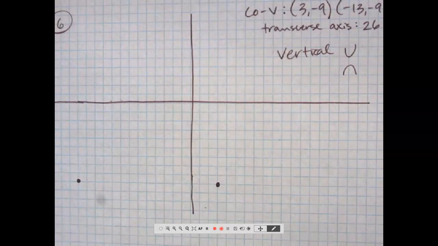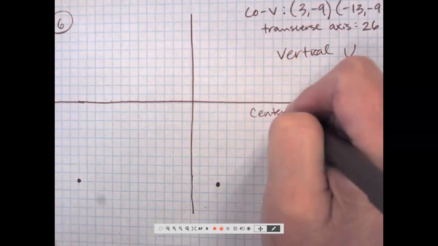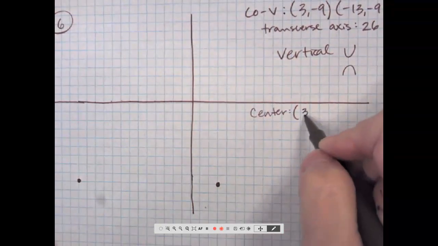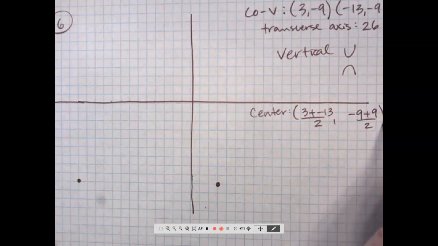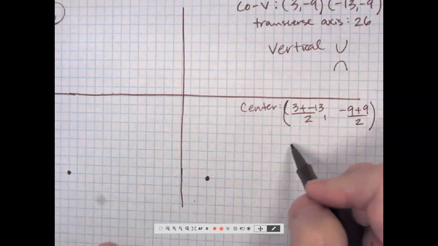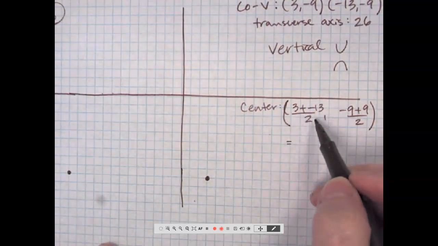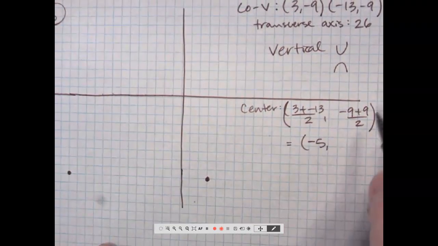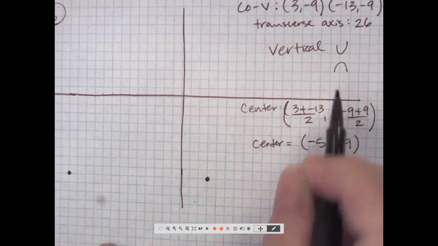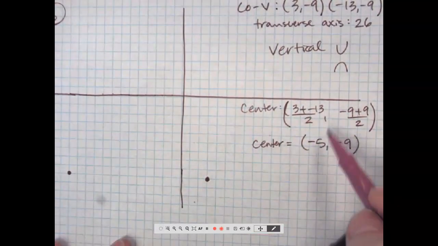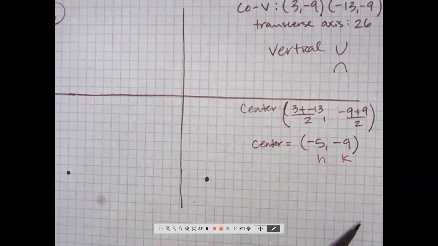The center. It's going to be the midpoint. So center is average the x's, average the y's. That's how we find something in the middle. So that's negative 10 divided by 2 is negative 5. Negative 18 divided by 2 is negative 9. That's our center point. That gives me H and K. Everybody good with that?